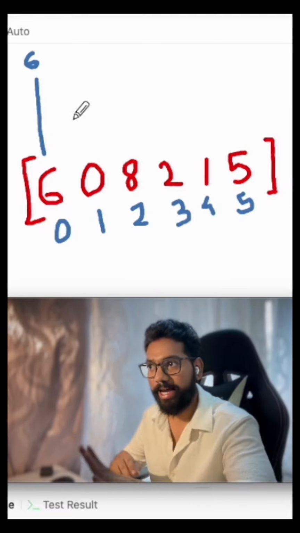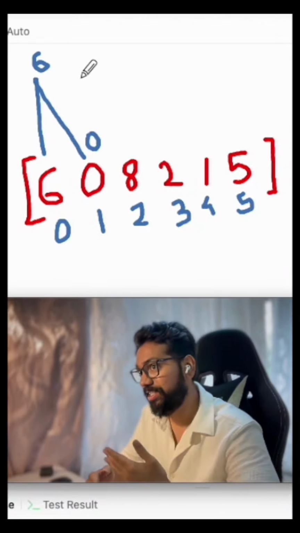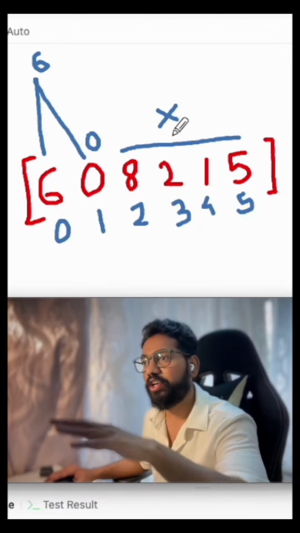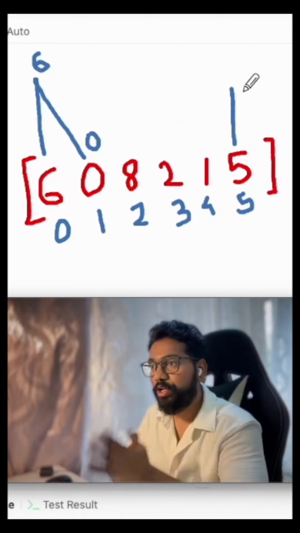We push 6 to the stack. Next number is 0, which is smaller than 6, so we push that to the stack. The rest of the numbers are greater than 0, so we ignore all of them. Now we loop in reverse order.